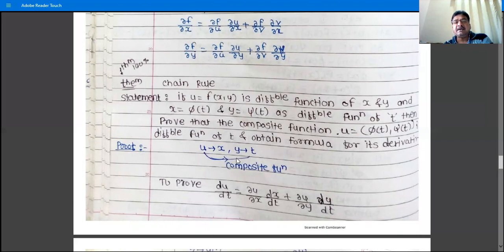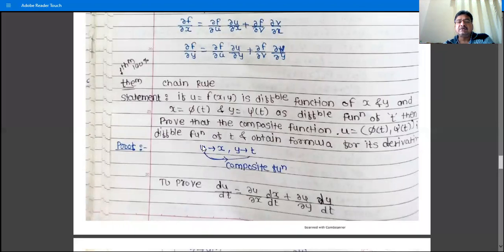U is the function of x and y, and x and y are the function of t, and therefore u is the composite function of t, and therefore its derivative is du by dt. Why notation d? Because u is a single variable function. If we consider u as a function of t, then du by dt is what?